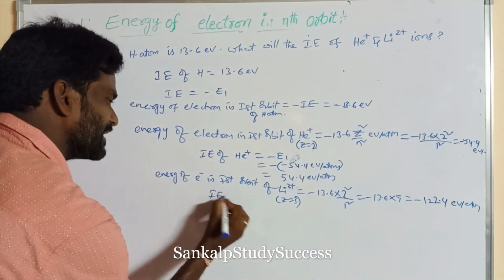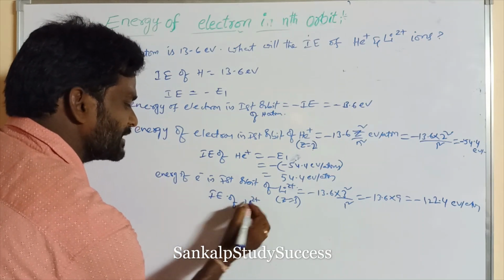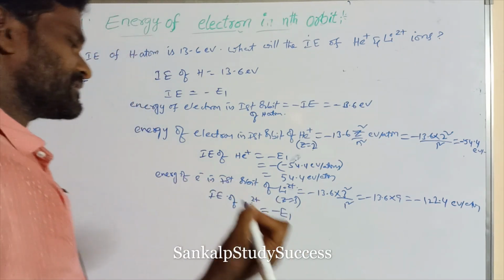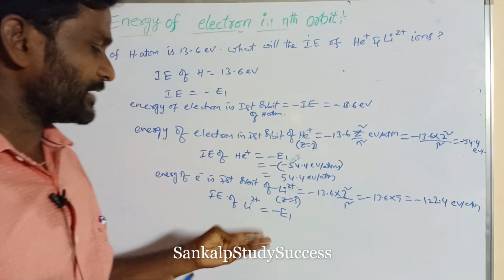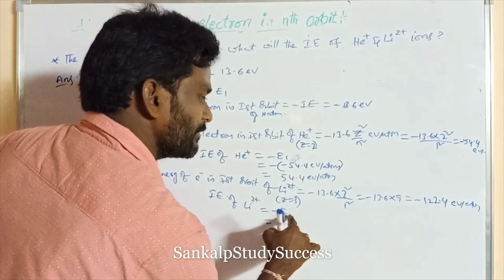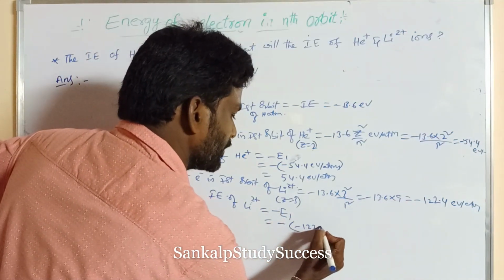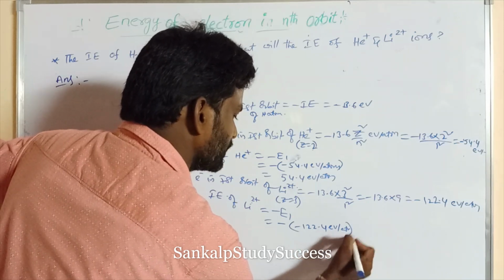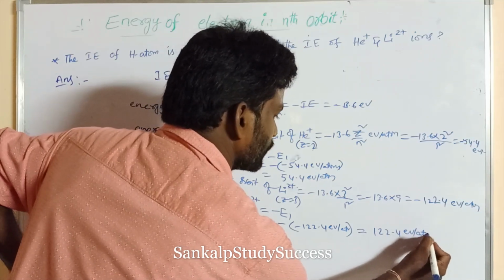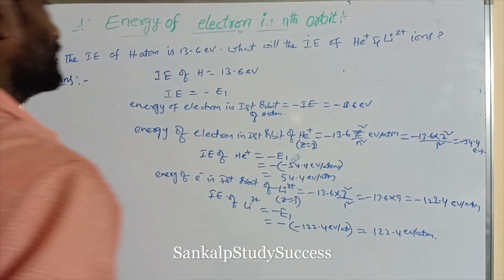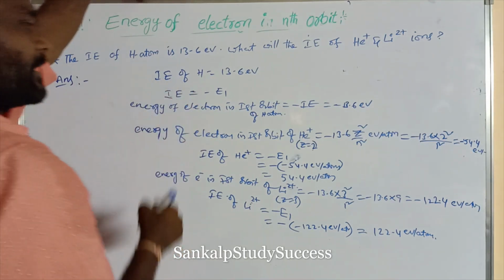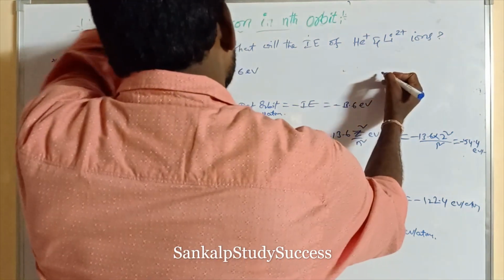Now the ionization energy of Li2 plus is equal to minus E1, that is, the energy of electron in the first orbit. So minus of the E1 value, minus of minus 122.4 electron volt per atom, gives plus 122.4 electron volt per atom. So this is the formula of ionization energy: IE is equal to minus of E1.